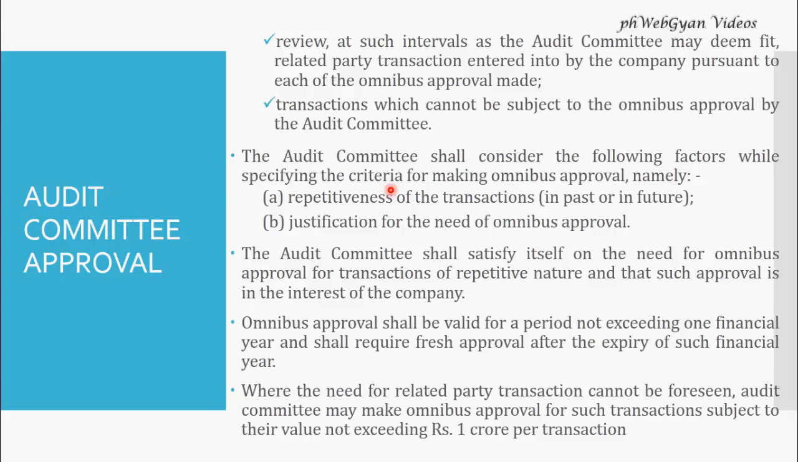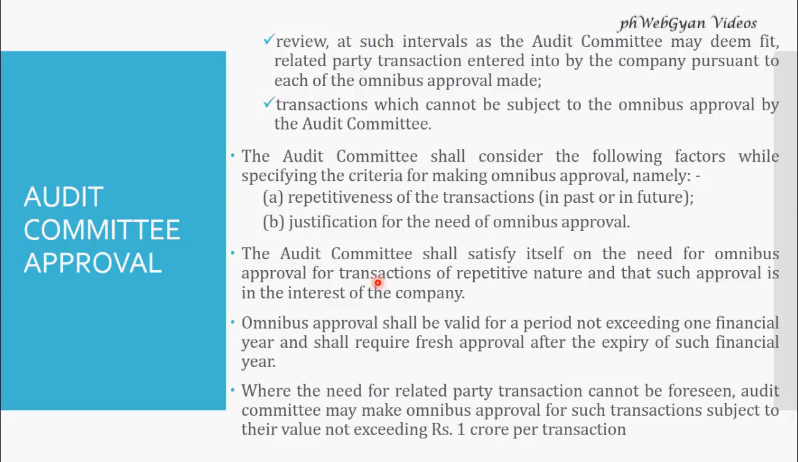Let us see another point, that the audit committee has to satisfy itself that there is actually a need for this omnibus approval. Only then will it pass the same, because only if it is in the interest of the company, this omnibus approval by the audit committee is to be given. Otherwise, what kind of approval was required earlier, before 14th December 2015? Per transaction approval of the audit committee was required.